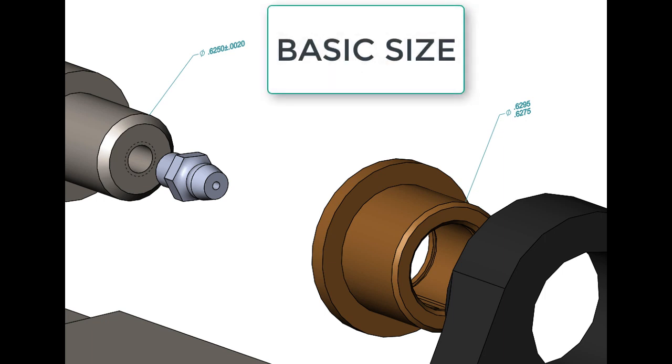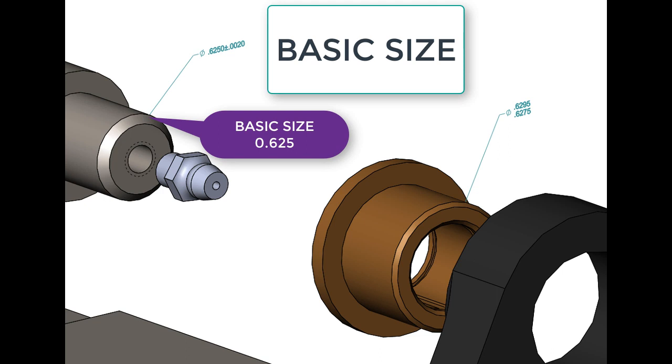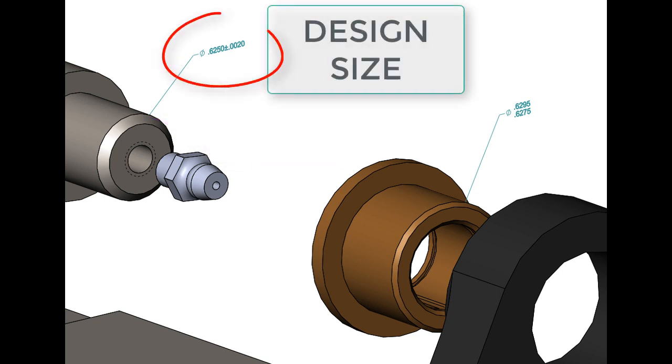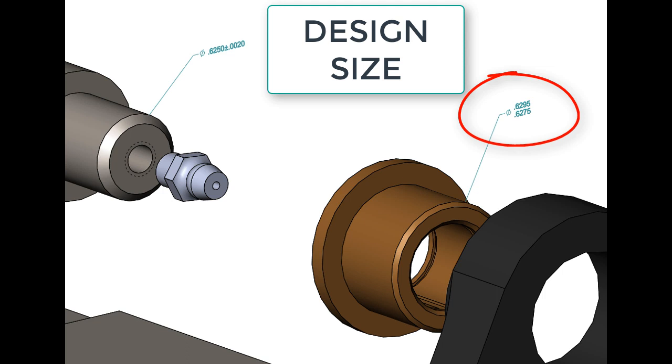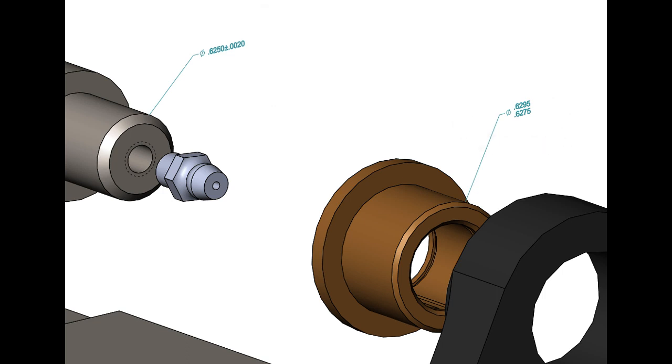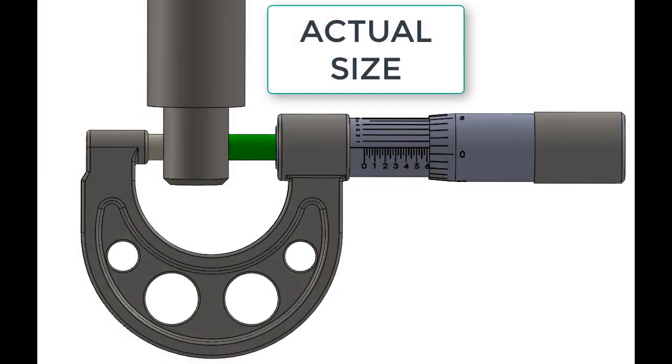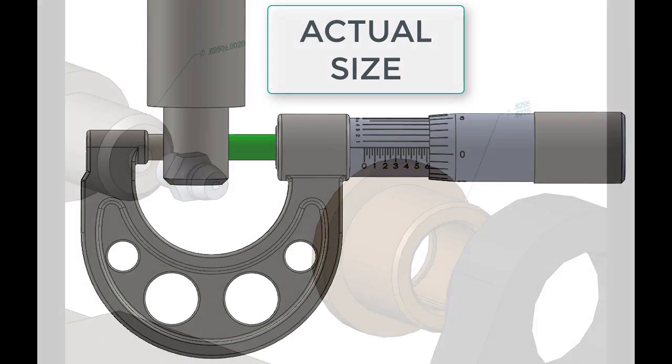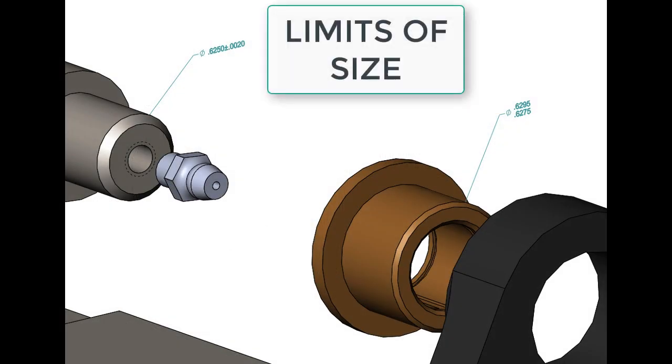The basic size is the theoretical size from which the limits of the sizes are derived by the application of allowances and tolerances. The design size is the basic size with the allowance applied, from which the size limits are calculated by applying the tolerances. If there is no allowance, the design size equals the basic size. The actual size is the measured size. The limits of size are maximum and minimum feature sizes.